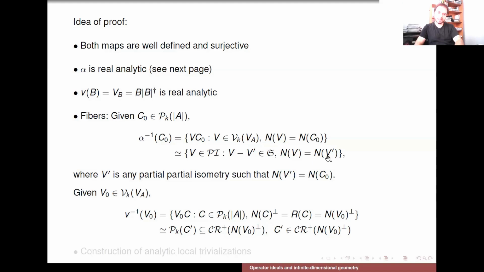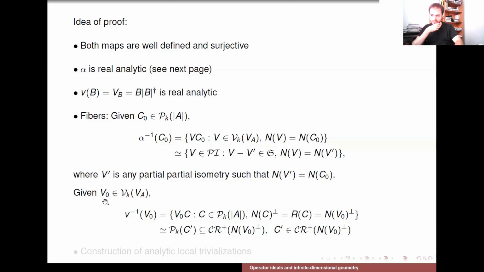is indeed again an orbit, but an orbit given by moving only the range of the fixed partial isometry V prime. We move that range by using unitaries in the restricted group. And we already know that this set is a Banach manifold, indeed a homogeneous space and a submanifold.